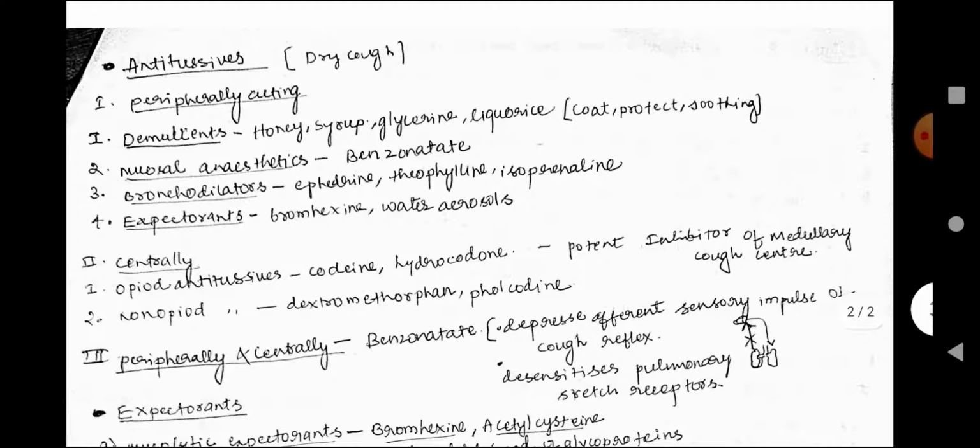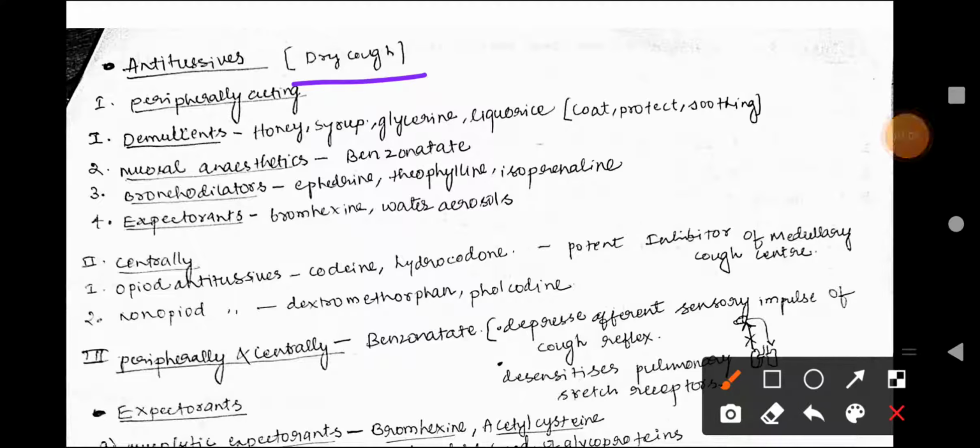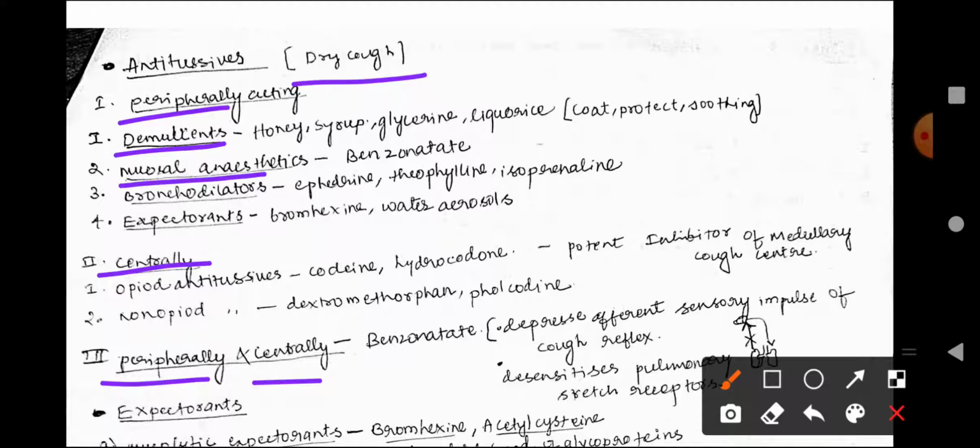Antitussives are the drugs which are used to treat cough, to be specific, dry cough. These are classified as peripherally acting antitussives, centrally acting, and both centrally and peripherally acting. In peripherally acting, these drugs are again classified as demulcents, mucosal anesthetics, bronchodilators, and expectorants. Examples for the demulcents are honey, syrup, and glycerin. And these act by coating, protecting, and soothing the respiratory lining.